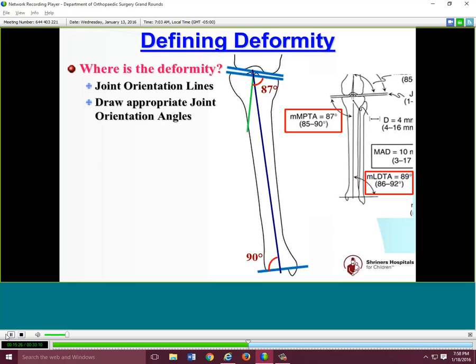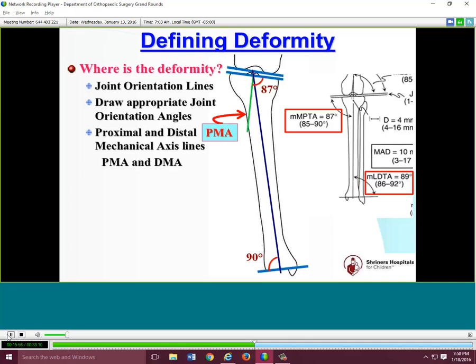And we're going to take those two lines up until they cross each other. And in this case, they cross right at the very proximal tibia. What you get is the little green line and the little blue line, which are the proximal mechanical axis and the distal mechanical axis, respectively. If this was a normal limb, then those two lines would be collinear. But in this case, they aren't, and that means that we do have a deformity there. And where they cross, that's where the apex of the deformity is.